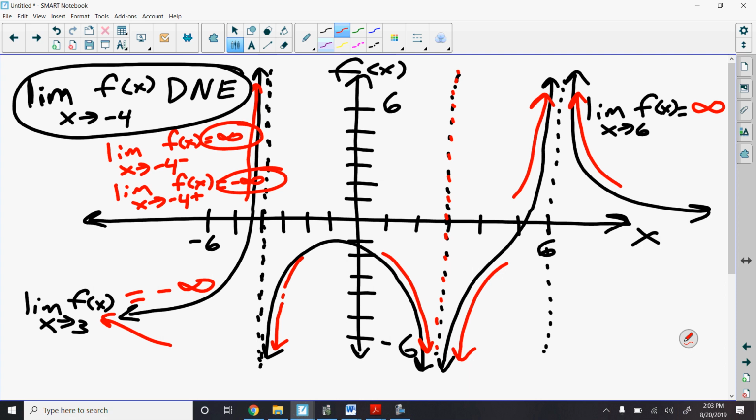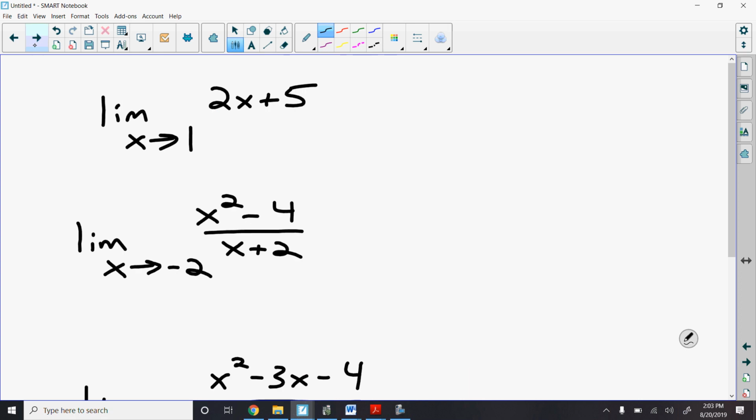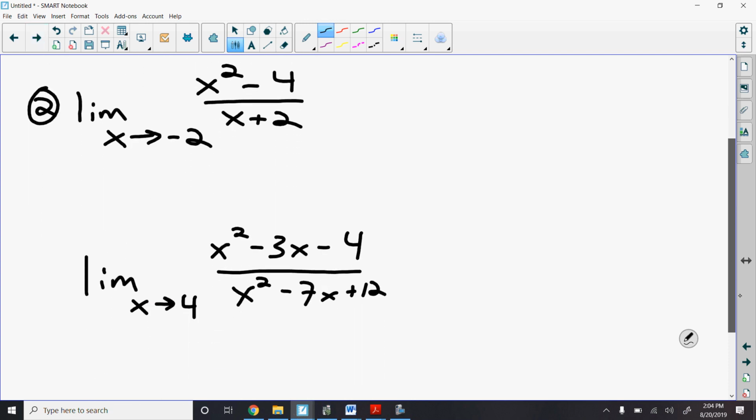Okay, let's talk about solving limits as functions. This is also interesting. I have a few problems for you here. These problems look pretty similar to the problems that I gave you on the looking ahead part of your homework.